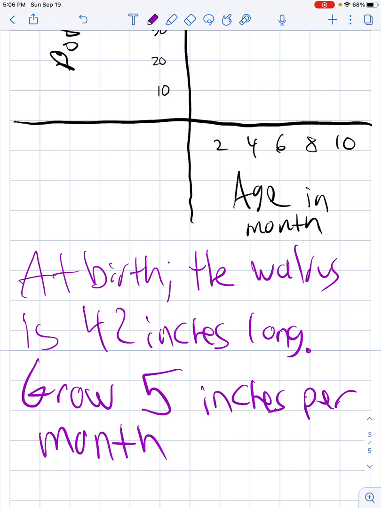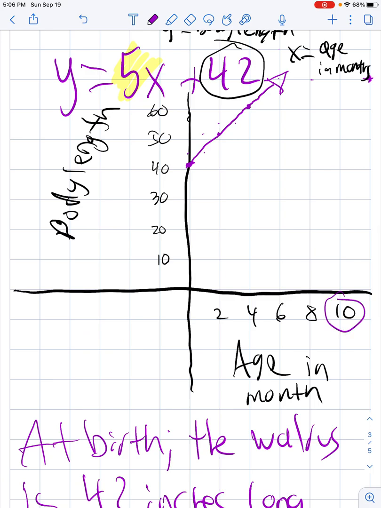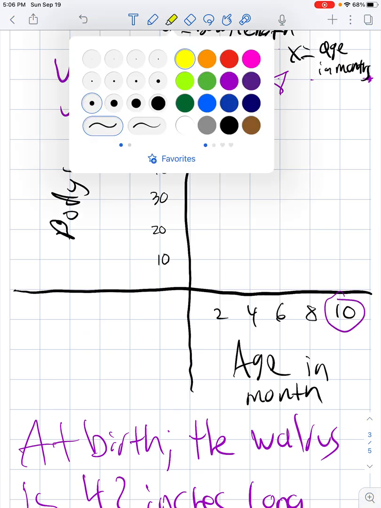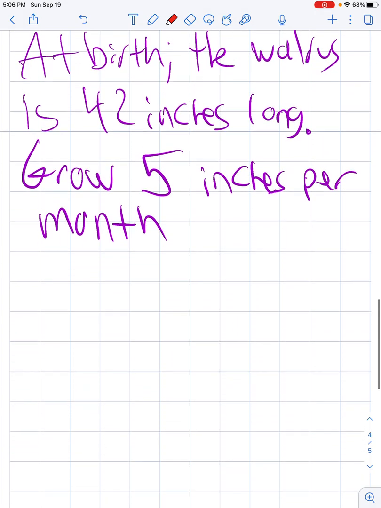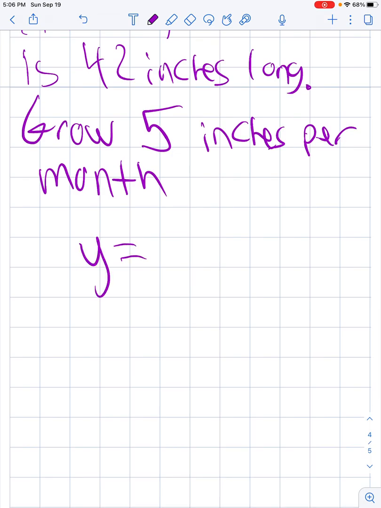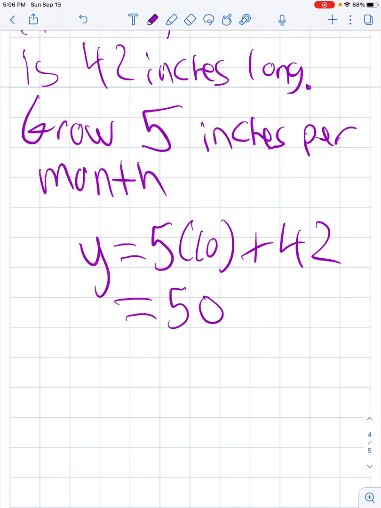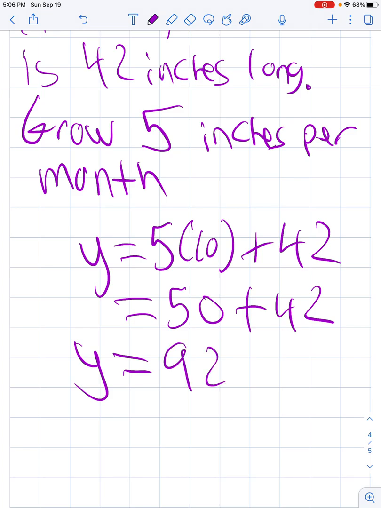Now, if the question wanted me to estimate the body length of the calf at age 10 months, I could try to graph it and find where it is at 10 months, or I could plug in 10 for x and solve. So every time I see an x, I plug in a 10. 5 times 10 is 50, plus 42. So I can estimate that after 10 months, the walrus is going to be about 92 inches.